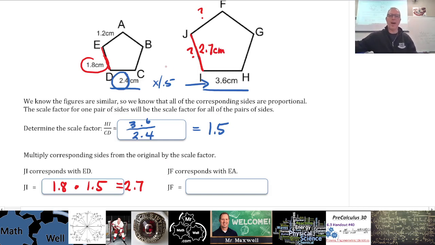And then for JF, I'm given 1.2, so I multiply by 1.5 there. And I get 1.8. So this is 1.8 centimeters.